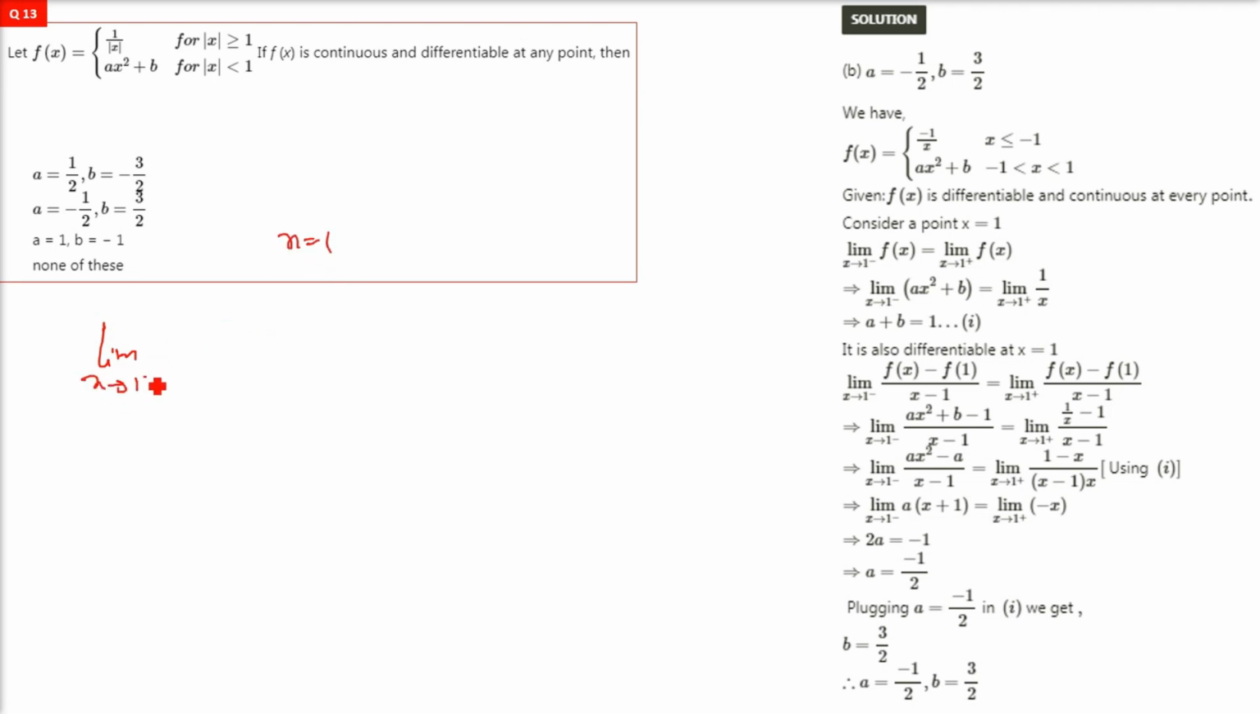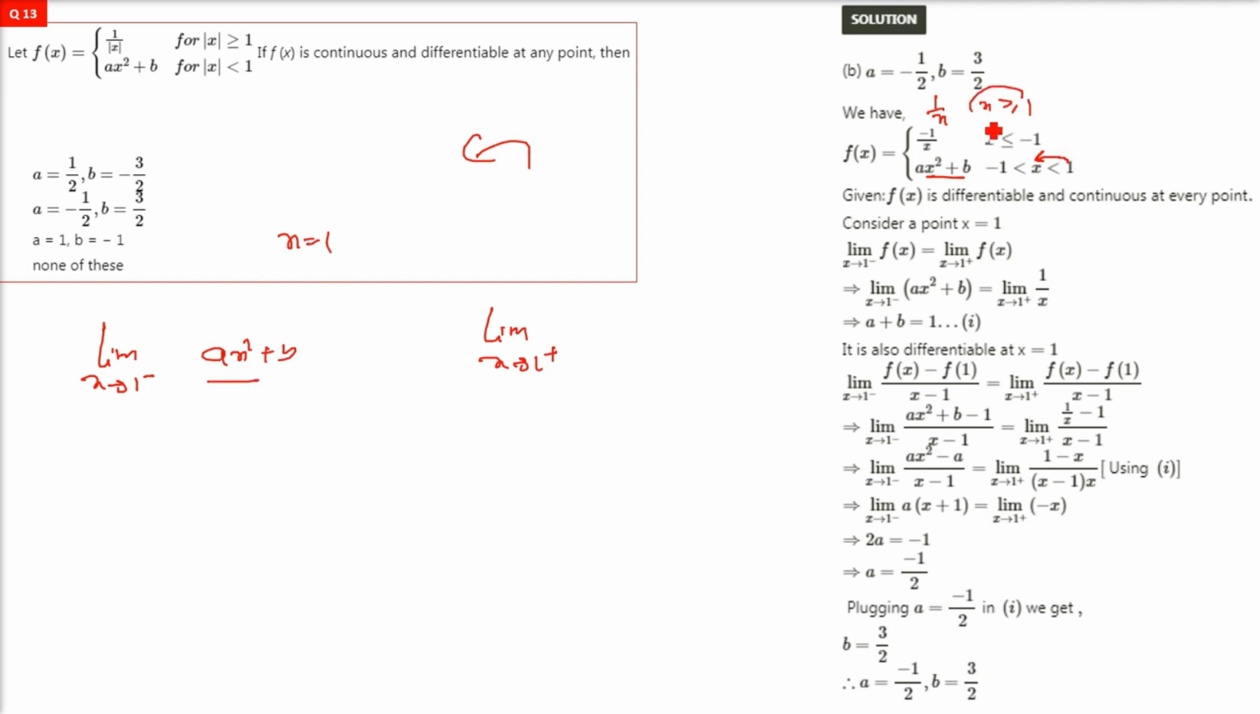So limit x tends to 1 minus, limit x tends to 1 plus. We are going to check at 1 because it is already said that the function is continuous and differentiable. So when you go on the left, remember I just told you, when you are just a bit left of 1, you have to use ax square plus b. I am doing the continuity right now. When you are above 1, that is x is greater than or equal to 1, you get 1 by x.